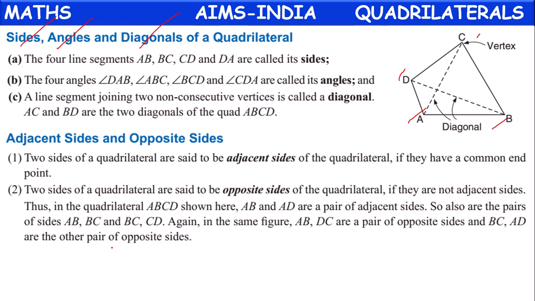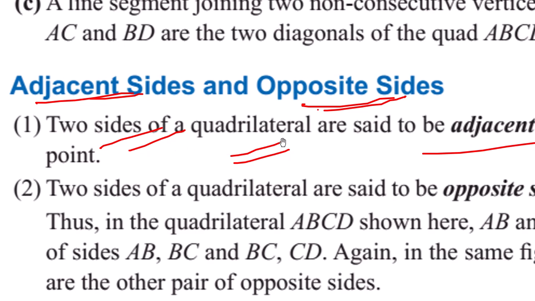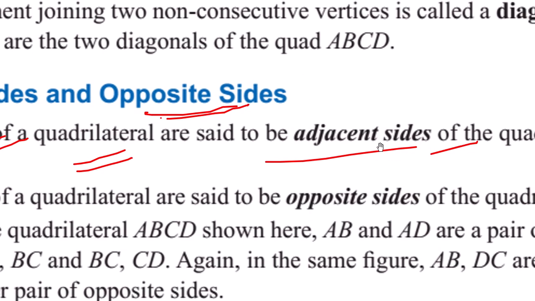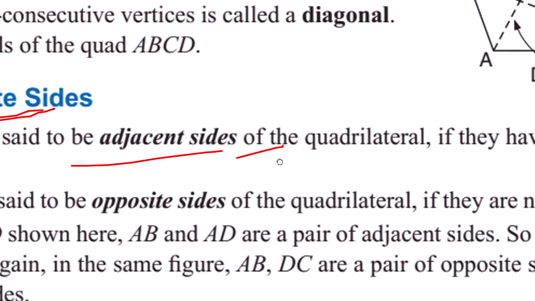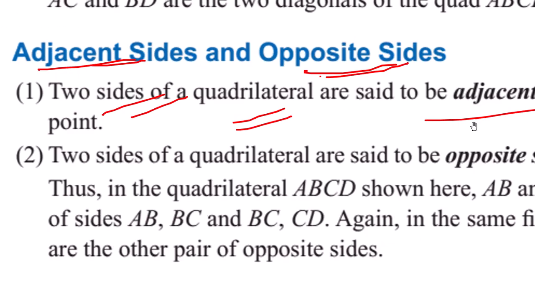Next. Adjacent sides and opposite sides. Two sides of a quadrilateral are said to be adjacent sides of the quadrilateral if they have a common end point.